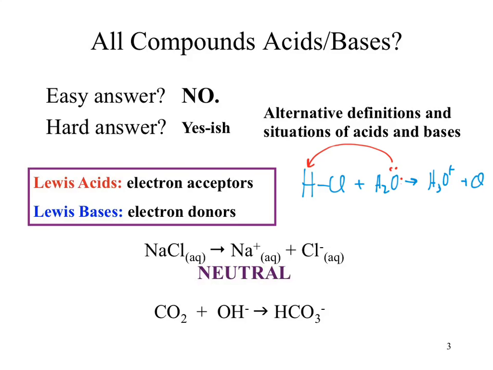Questions about your Lewis definitions? Yes? I'm just confused because isn't the Bronsted acid an electron donor? What's the definition of a Bronsted acid? Proton donor. Yeah. So what are we saying an acid is in the Lewis definition? An electron acceptor. What does a proton need to do to become stabilized? What charge is the proton? Positive charge. What does it need to do to become stable? Accept electrons. There's your definition.